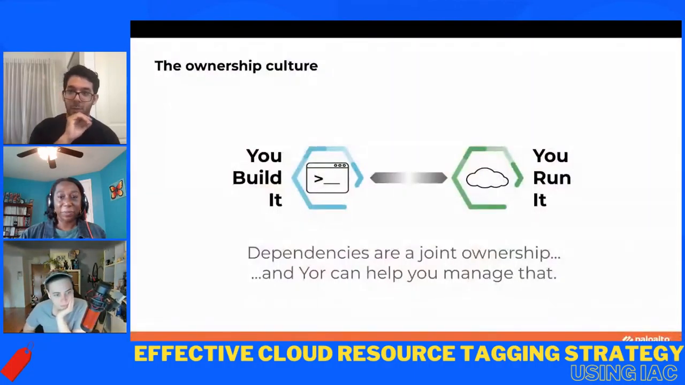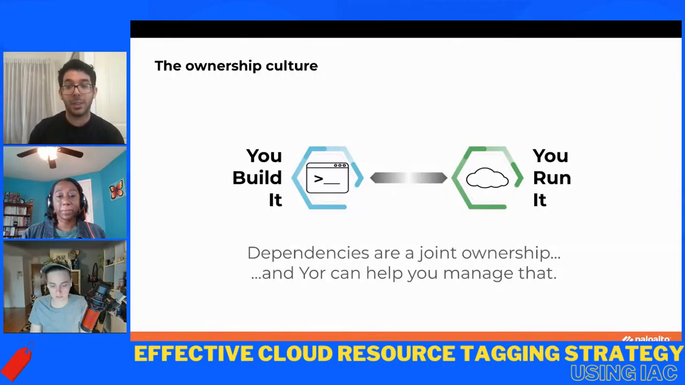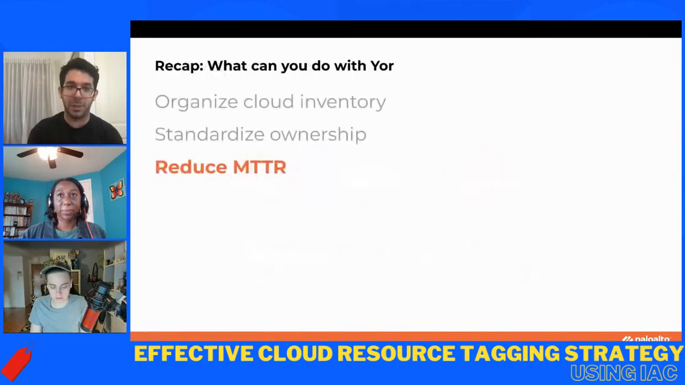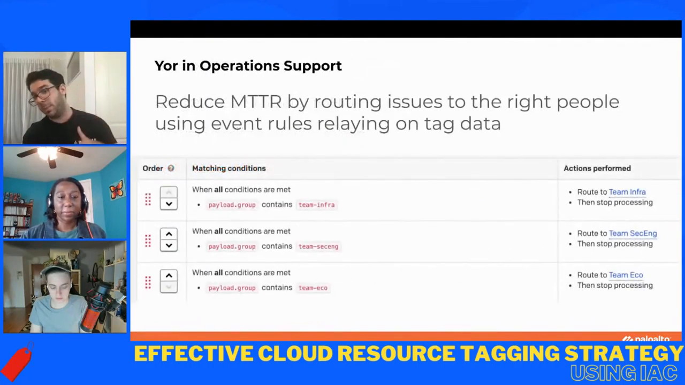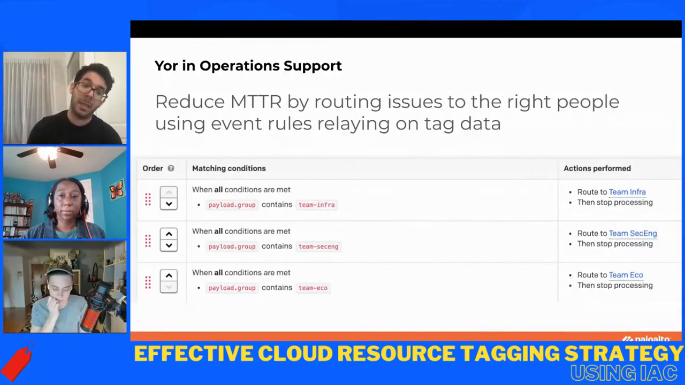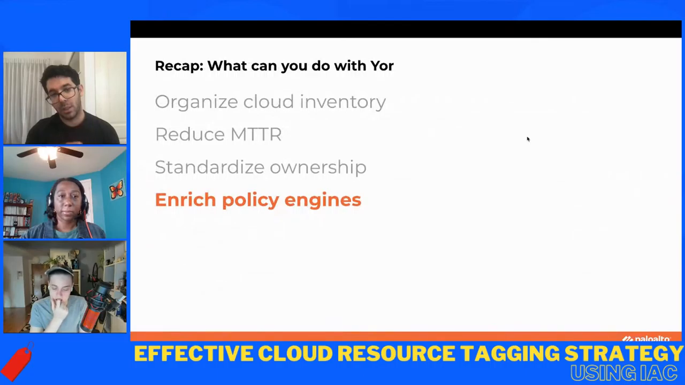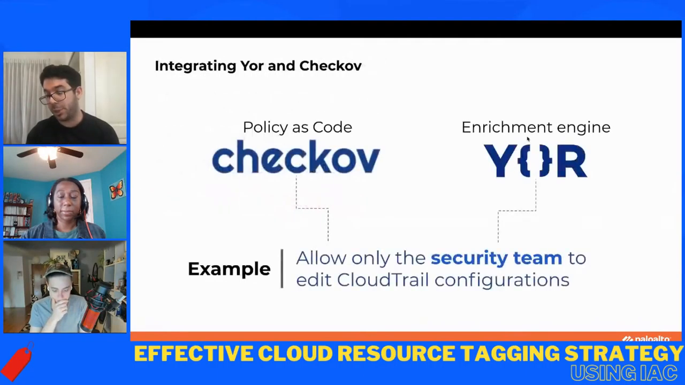So one of the concepts that relates to that question is that if an application team builds a resource, the application team should also own and run this resource and manage that. And Yor is a tool to help you automate the process of identifying who's the owner of each and every resource. On top of Yor, you can use applications like PagerDuty to auto-assign teams to alerts. And the team might be a tag on the payload of the issues that you have. And you can also enrich your policy engines.